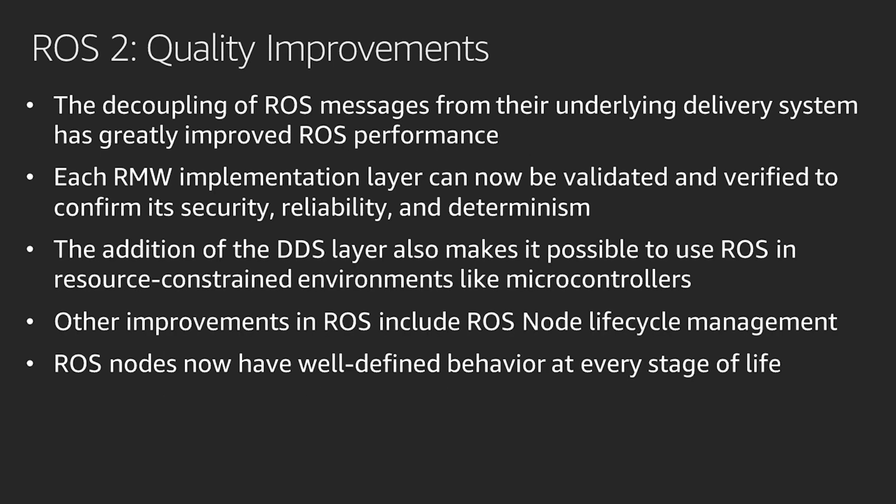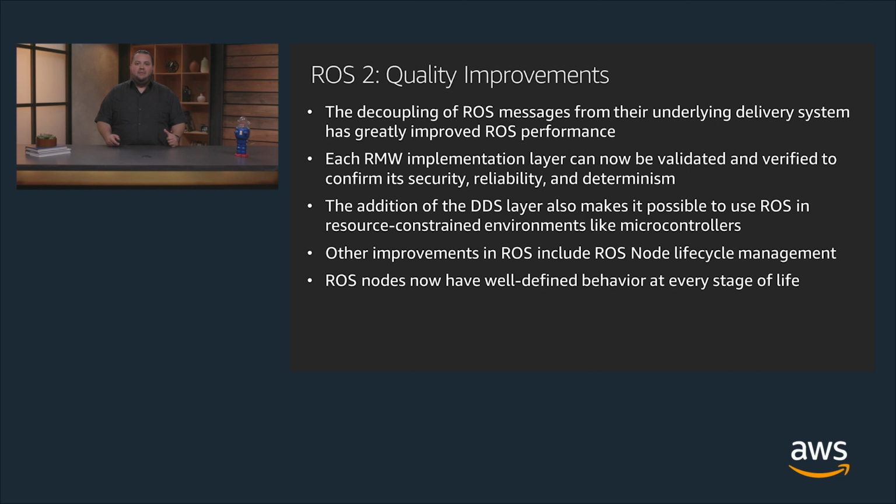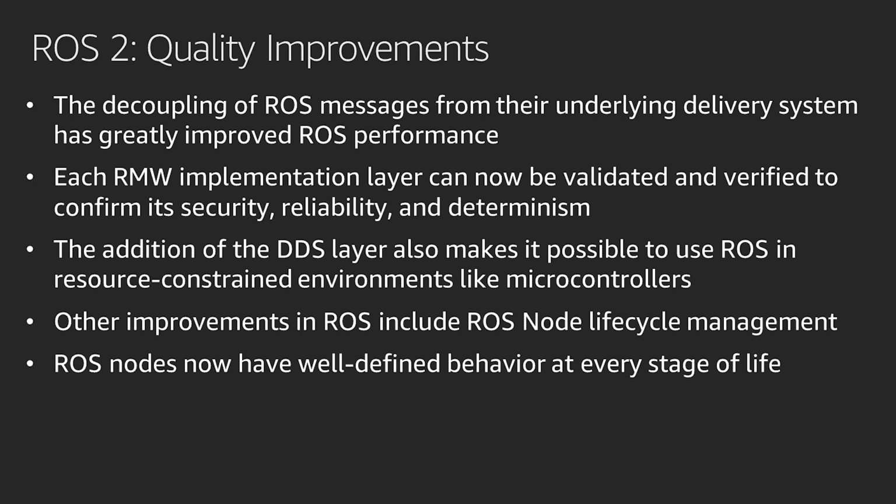The decoupling of ROS messages from their underlying delivery system has greatly improved ROS performance. Each RMW implementation layer can now be validated and verified to confirm its security, reliability, and determinism. The addition of the DDS layer also makes it possible to use ROS in resource-constrained environments like microcontrollers or high-volume production robots. Other improvements in ROS include the ROS node lifecycle management, which allows for nodes to have well-defined behavior at every stage of execution.